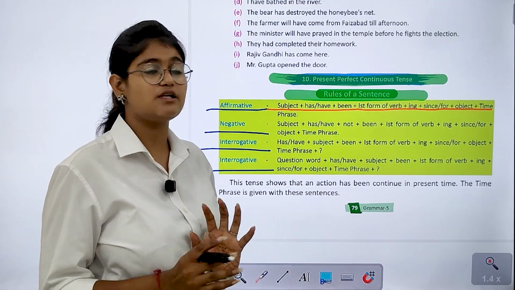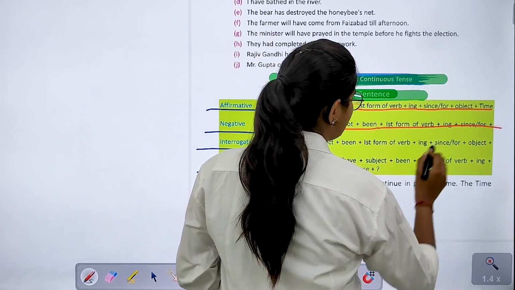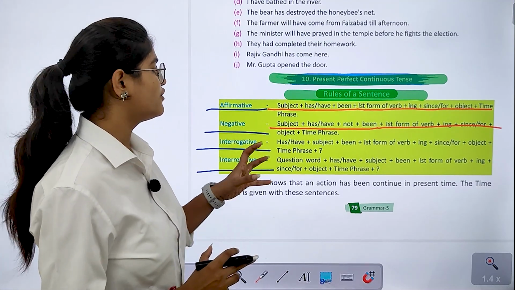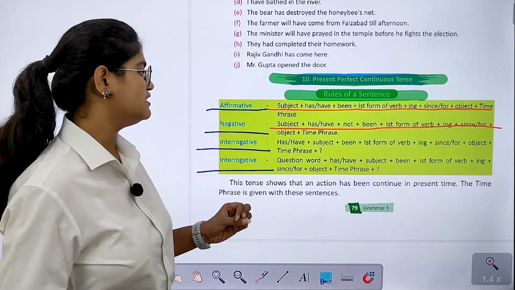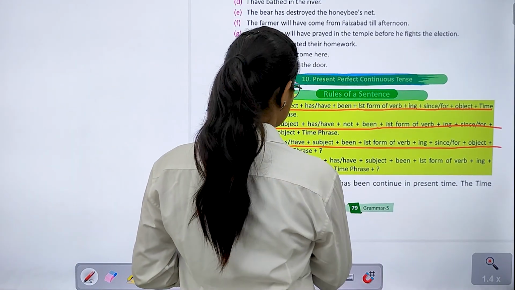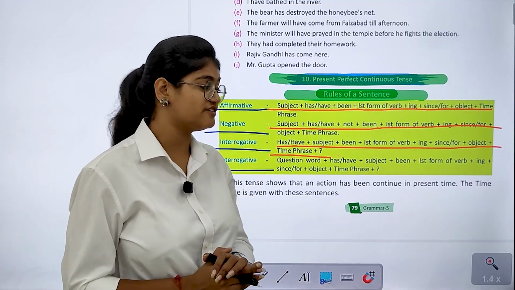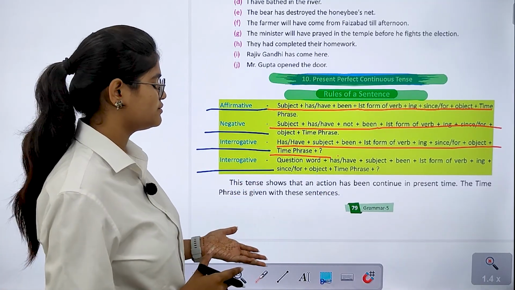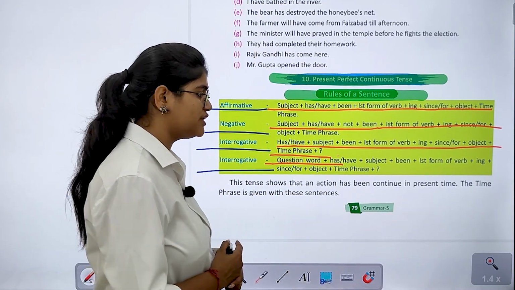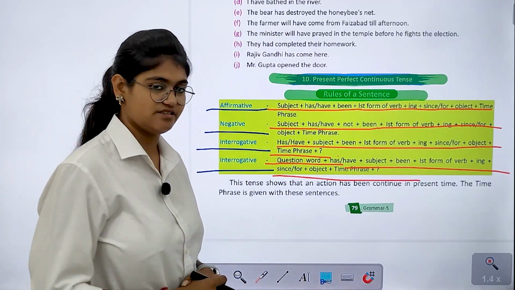So this is a quite typical one. Next is negative, subject plus has have plus not been plus first form of the verb plus ing plus since or for plus object plus time phrase. Next is again the same one, just we are going to begin it with has and have and the subject to be placed after has or have. Rest is to be going to be same. Next, again in the beginning we are going to add question word and rest of the sentence to be same as the affirmative sentence. Right?